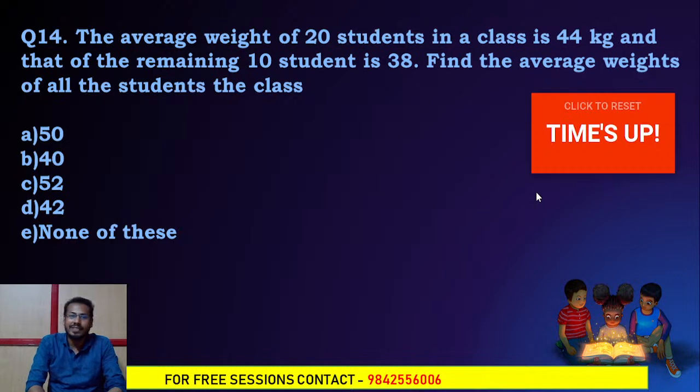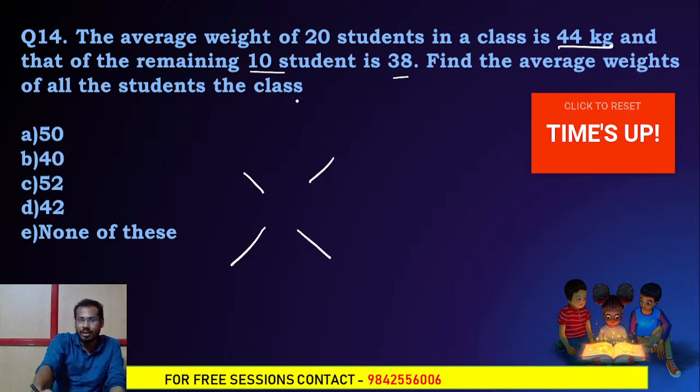Okay, so the average weight of 20 students in a class is 44 kg and that of the remaining 10 students is 38. Find the average weight of all the students. Super, Mehak. The answer is... The average weight of 20 students in a class is 44 and that of the remaining 10 students is 38. Find the average weight of all the students. So you can use two things, either the butterfly method or the formula.